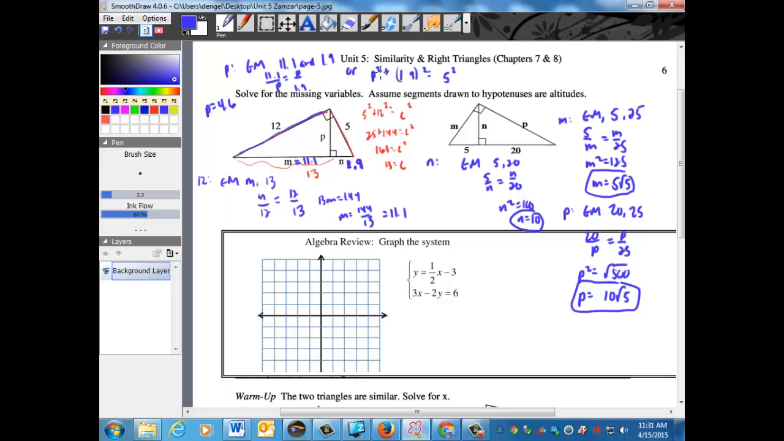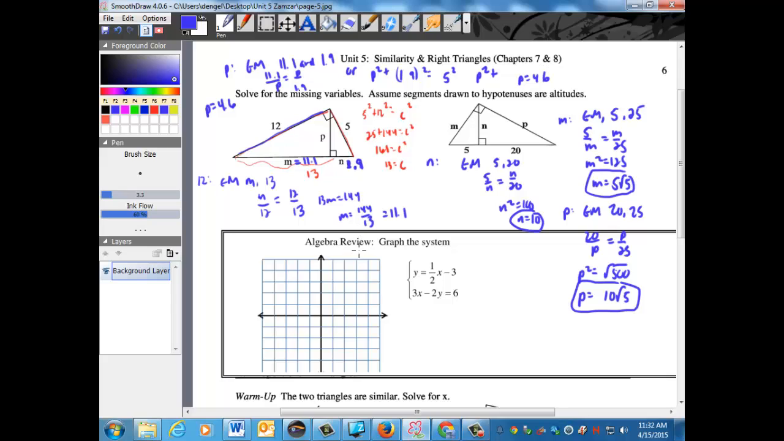If we were to use a squared plus b squared equals c squared, let's just make sure that the answers match. That would give me 1.9 times 1.9, and then 25 minus 3.61, square root. And we get 4.6 as well. Alright, so both methods would give us the same answer.